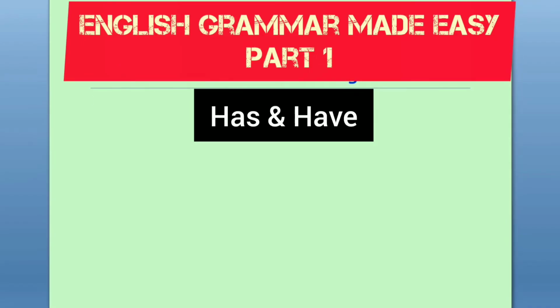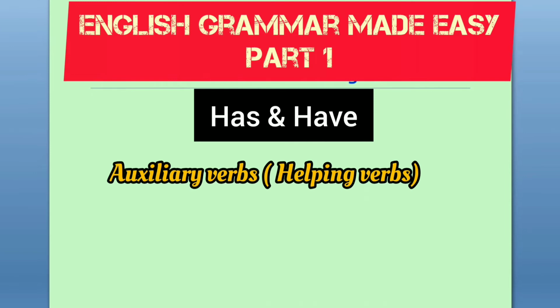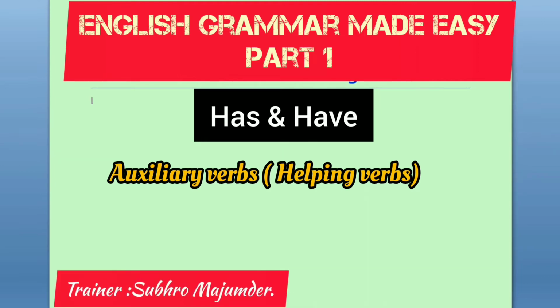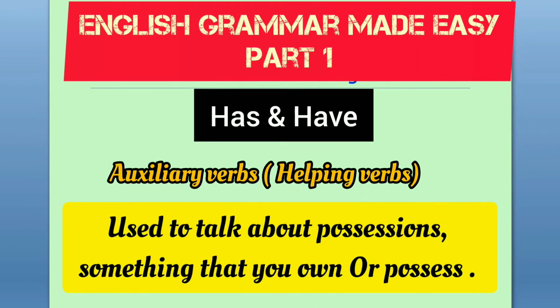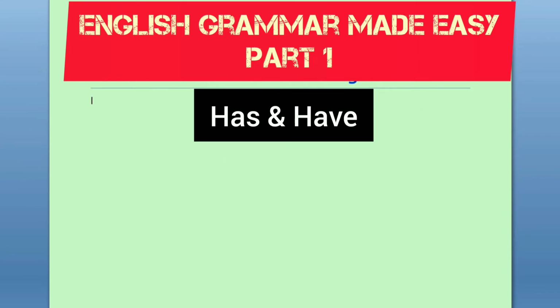Before we dive into the examples, let me quickly tell you what exactly has and have are. I already mentioned, they are auxiliary verbs, okay? Has and have both are used to talk about possession, something that you possess or something that someone possesses. So in case of possession or ownership, we use has or have. I hope it's crystal clear. Now let's go ahead and see where we can use has and where we can use have.